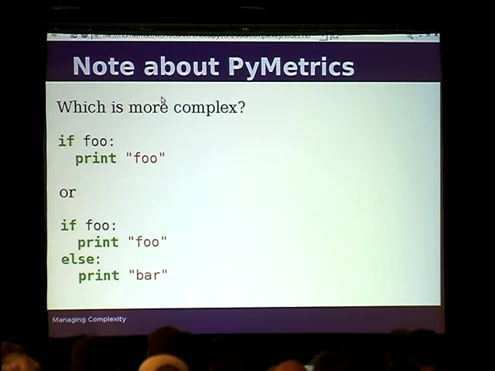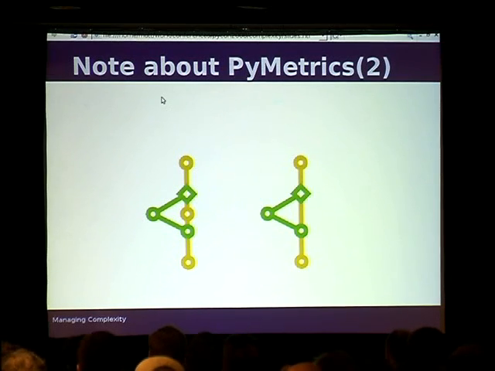There's a caveat about PyMetrics. So which of these two is more complex, the first one or the second one? What's that? Neither? Okay, good. This man's paying attention. So according to cyclomatic complexity, they're equally complex. The flow graph for the one with the else looks like on the left, and the other one looks like on the right. And if you count the number of regions, they're both 2.